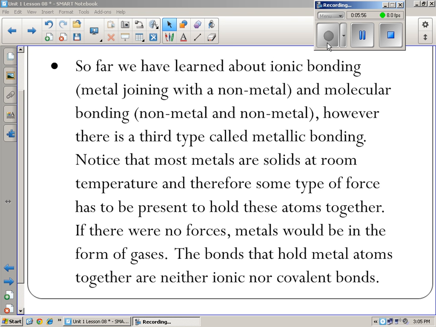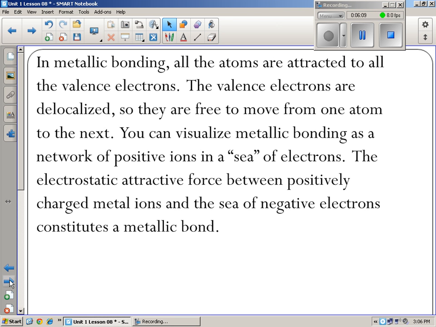The one important thing here is the bonds that hold metal atoms together are not ionic, and they are most certainly not covalent. They're not ionic and not covalent. It's a different type. Once again, you have a few notes to copy, so I'll let you guys do that.